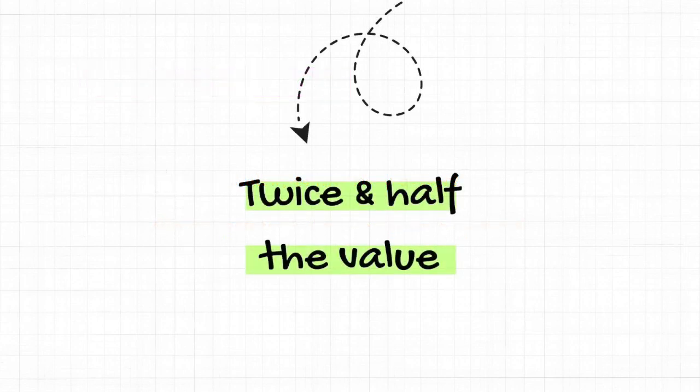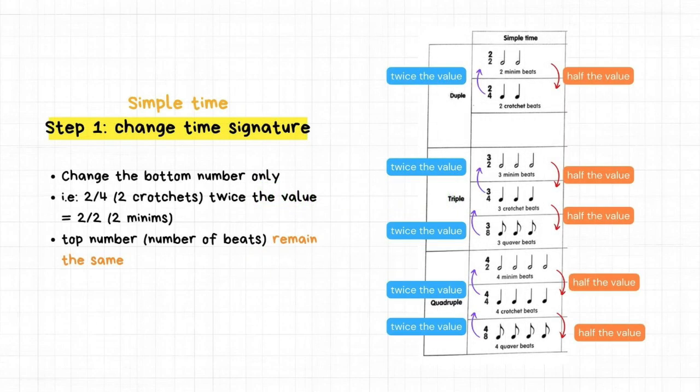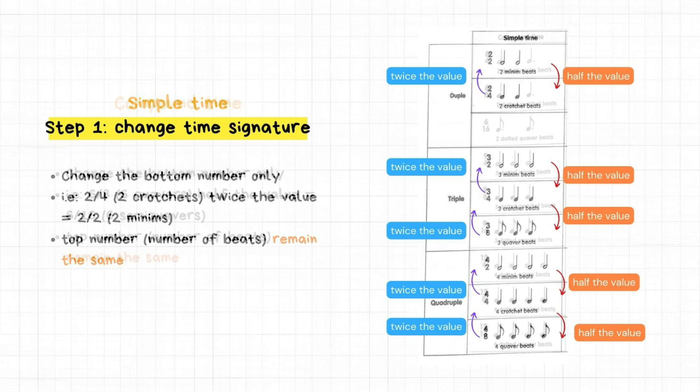Next, twice and half the value. The first step is to change the time signature. We only change the bottom number. For example, 2-2 for 2 crotchets. After twice the value, it becomes 2-2 for 2 minims. The top number, which is the number of beats, will remain the same. Here we see the combination and examples in simple time.